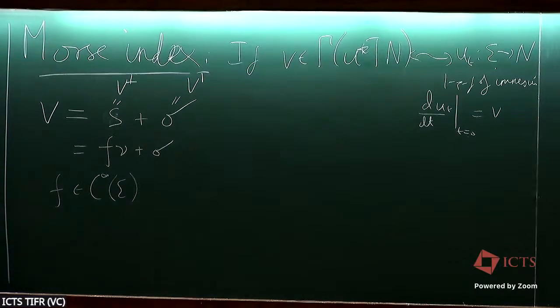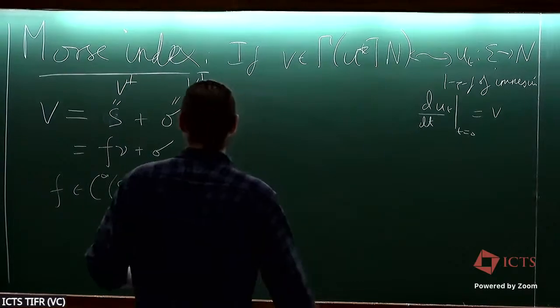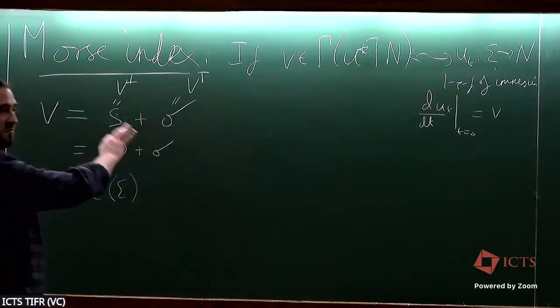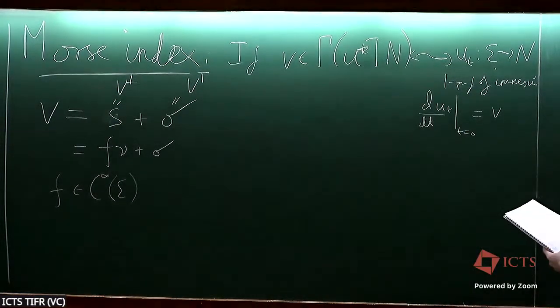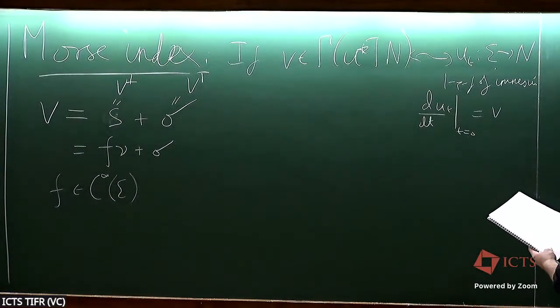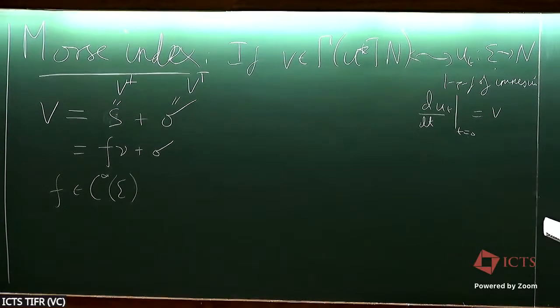Okay, so please bear that splitting in mind as we go forward. So this is the setup for the Morse index part. And then the sort of geometrically interesting index known as the weak index.